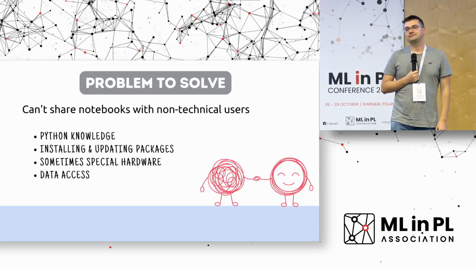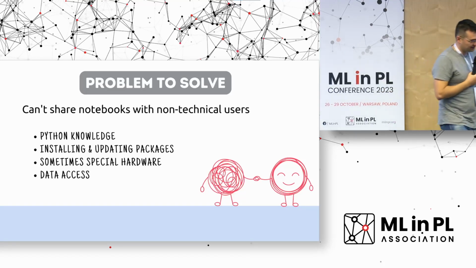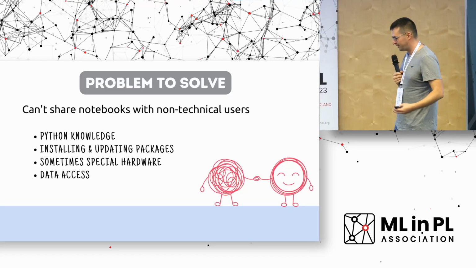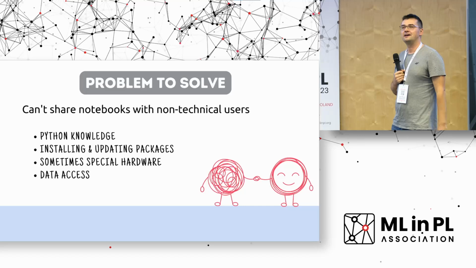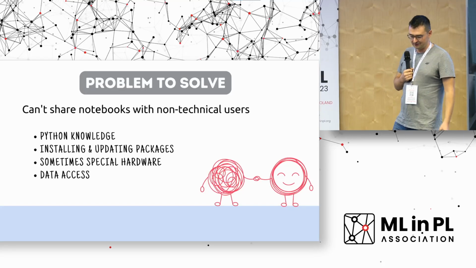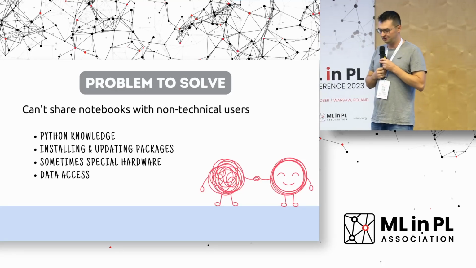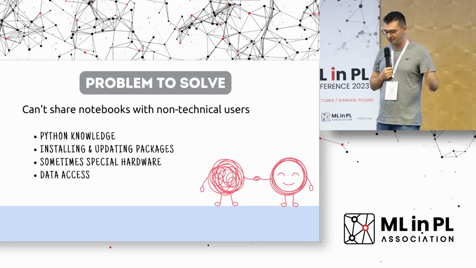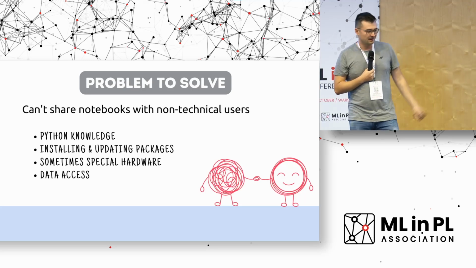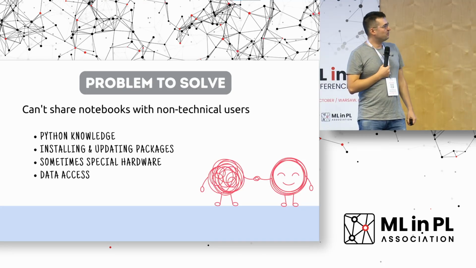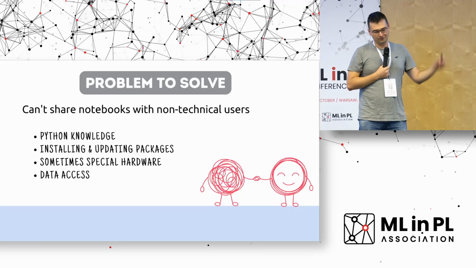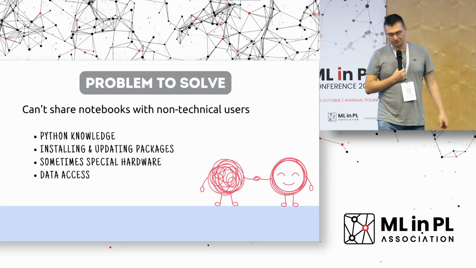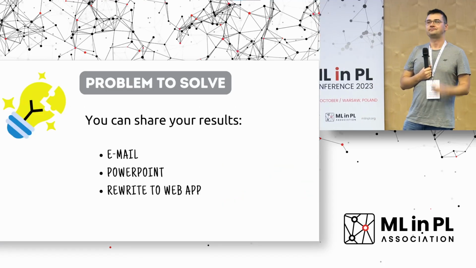Because they are not technical, they don't know Python, they cannot install the package, they don't have the special hardware, or they don't have access to the data. So you cannot just send them the link to your GitHub repository and tell them, okay, you can clone my GitHub repo and set up everything on your machine, and you will see amazing results. You cannot do this.